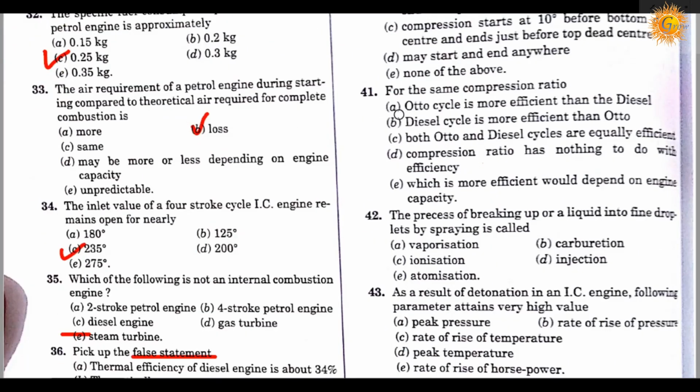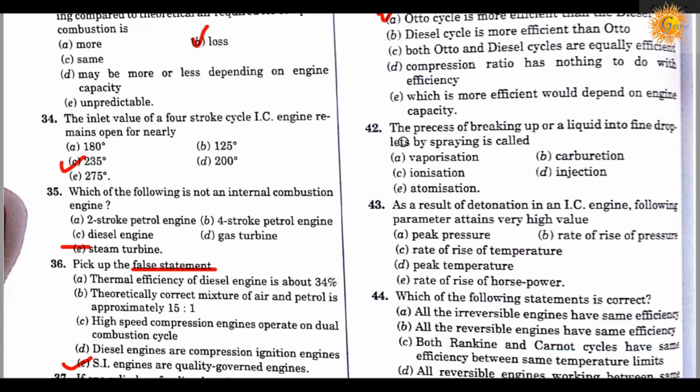So the correct answer is A. Question number 41. For the same compression ratio, option A, Otto cycle is more efficient than the diesel. Option B, diesel cycle is more efficient than Otto. Option C, both Otto and diesel cycles are equally efficient. Option D, compression ratio has nothing to do with efficiency. Option E, which is more efficient would depend on engine capacity. So the correct answer is A, Otto cycle is more efficient than the diesel.